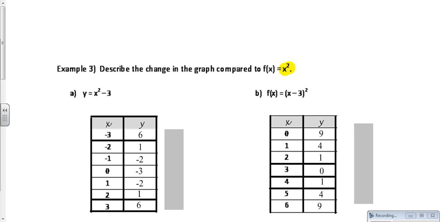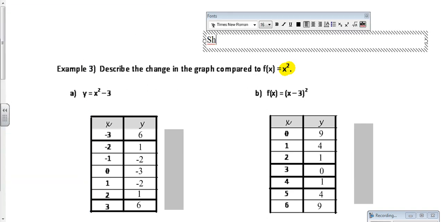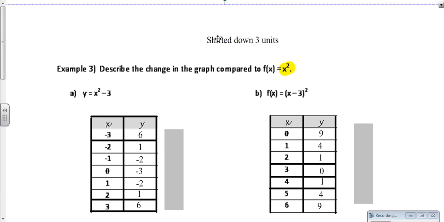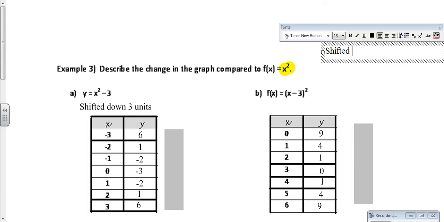So what happened? Describe the change. So the first one shifted the parabola down 3 units. So I'm going to type in here actually. I'm going to say shifted down 3 units. That's this one. And the next one shifted right 3 units.